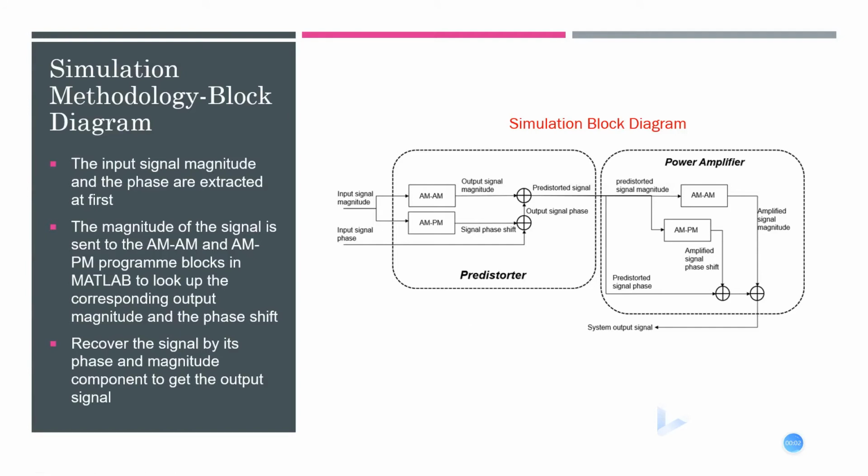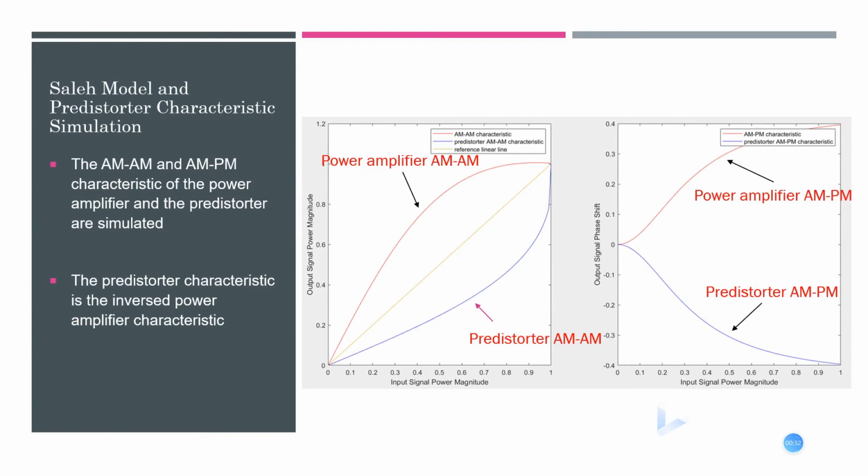In this slide, the simulation block diagram is shown on the right-hand side. The input signal magnitude and phase are extracted at first, and then the magnitude of the signal is input to the AM-AM and AM-PM program blocks in MATLAB to look up the corresponding output magnitude and phase shift. Finally, we recover the signal from its phase and magnitude components to get the output signal.